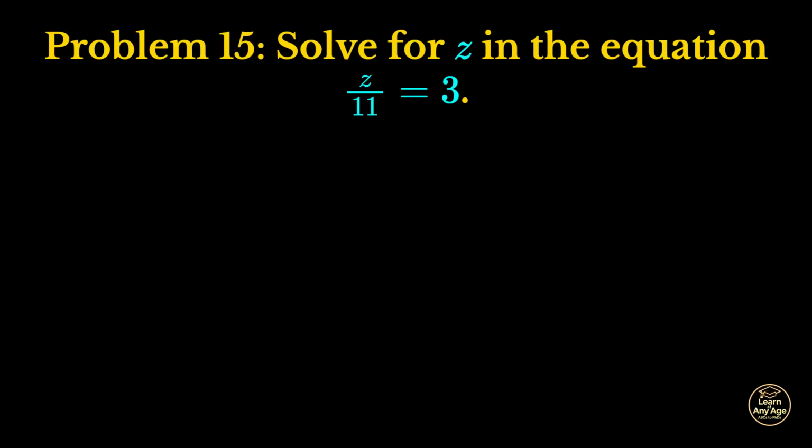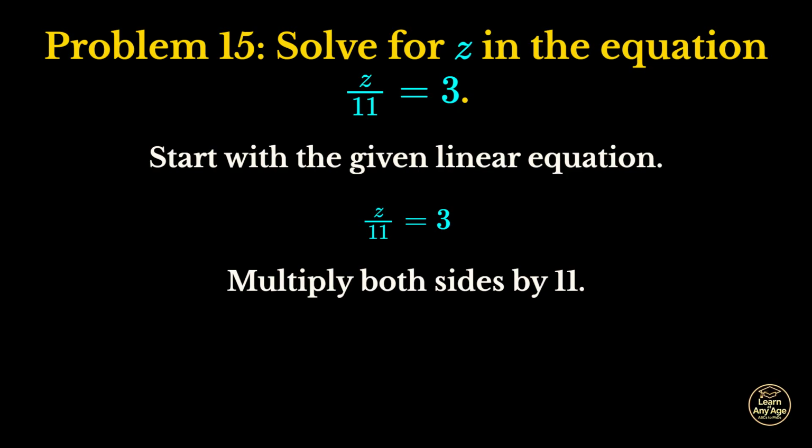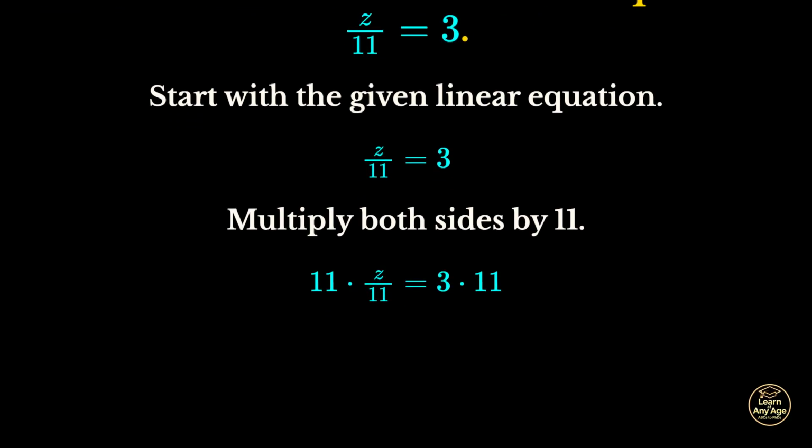Problem 15, solve for z in the equation z over 11 equals 3. Start with the given linear equation. Z over 11 equals 3. Multiply both sides by 11. 11 times z over 11 equals 3 times 11.